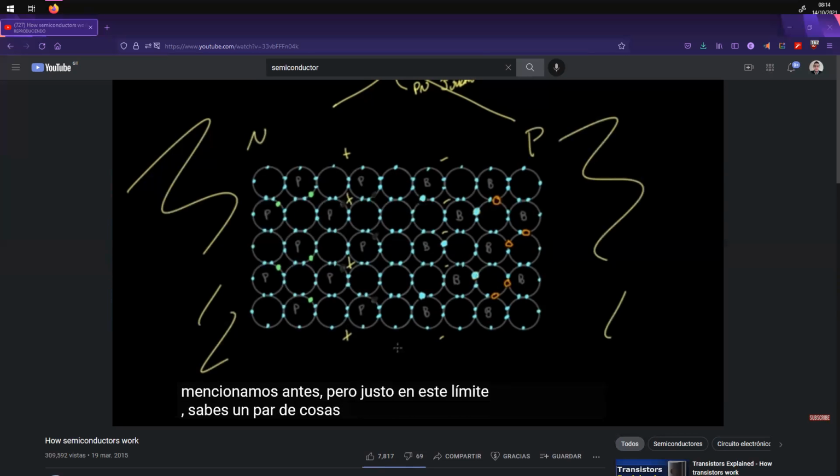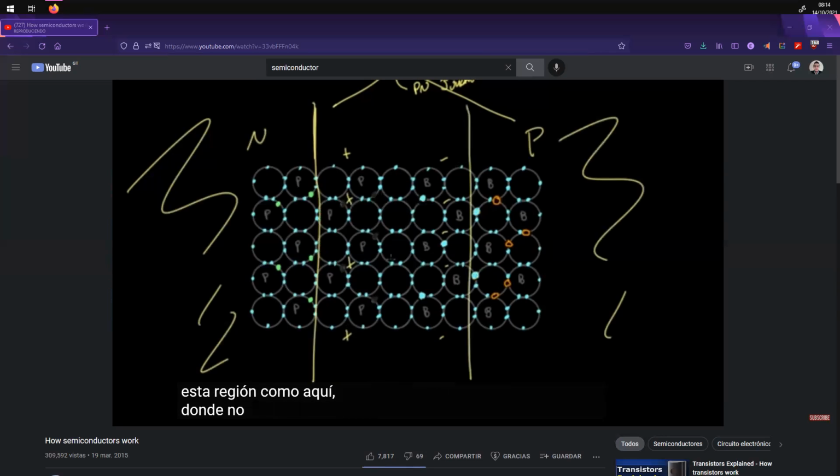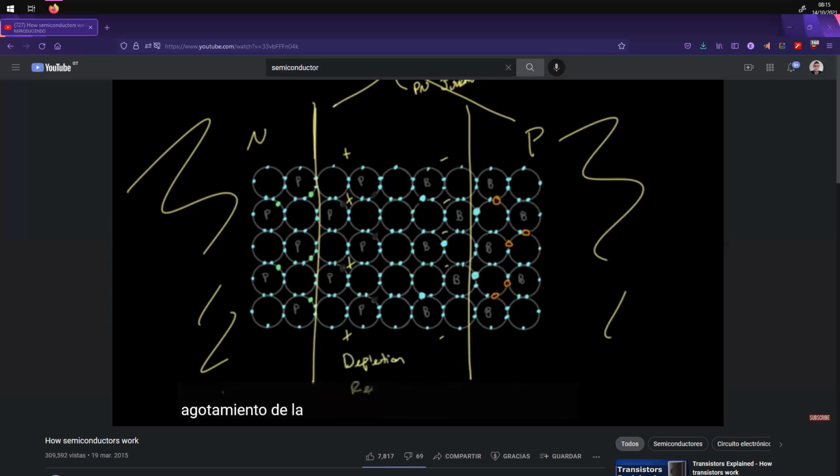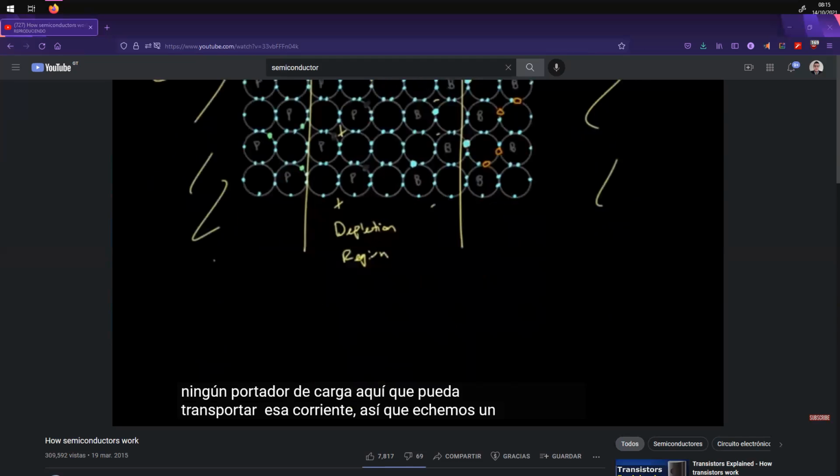But right at this boundary, a couple interesting things are going on. Not only do we have these slight charges separating, but because the electrons near the boundary have filled in all the holes near the boundary, we have this region, right in here, with no extra electrons and no holes. And so there are no charge carriers in here. We call this the depletion region, and we call it that because it's depleted of charge carriers. It's potentially a bit of an insulator, so it might actually prevent current from flowing from one side to the other, because we don't have any charge carriers in here that could carry that current.